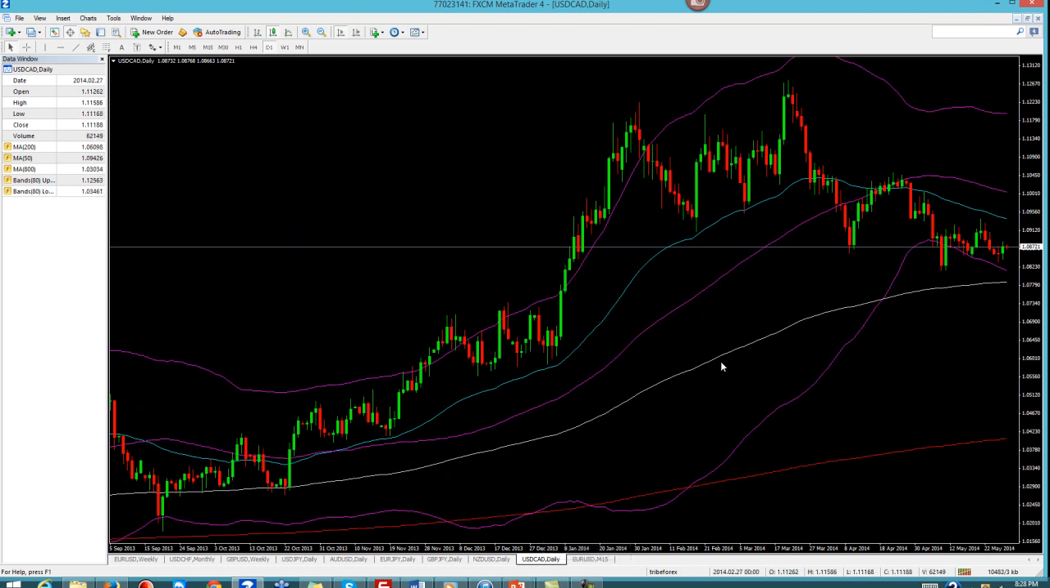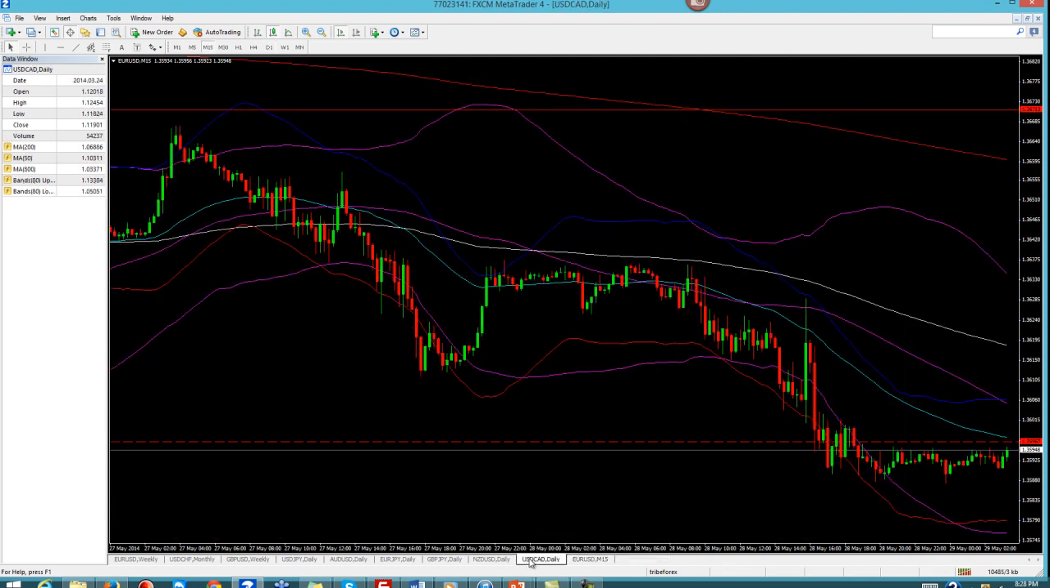Dollar CAD, consolidation bias. I think it's going to move up tomorrow.